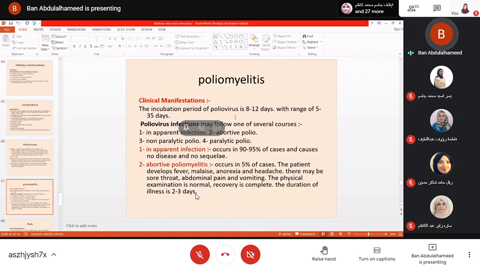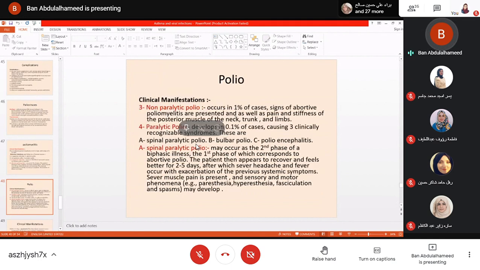So we have several presentations. The first presentation is inapparent infection. The second presentation is abortive poliomyelitis. The third presentation is non-paralytic poliomyelitis, which forms approximately 1% of all cases, presented with the signs of abortive polio that we mentioned: fever, malaise, headache, and abdominal pain, which may be associated with vomiting. This is presented as well with pain and stiffness of the posterior muscles of the neck, trunk, and limbs.